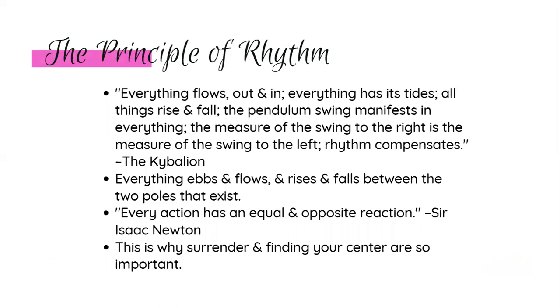The principle of rhythm states that everything flows out and in, everything has its tides, all things rise and fall. The pendulum swing manifests in everything. The measure of the swing to the right is the measure of the swing to the left. Rhythm compensates. And that's according to the Kybalion, which is a book full of the ancient teachings of Hermes Trismegistus, who was made into a god by the ancient Egyptians because of the teachings and because he supposedly lived to be about 300 years old.